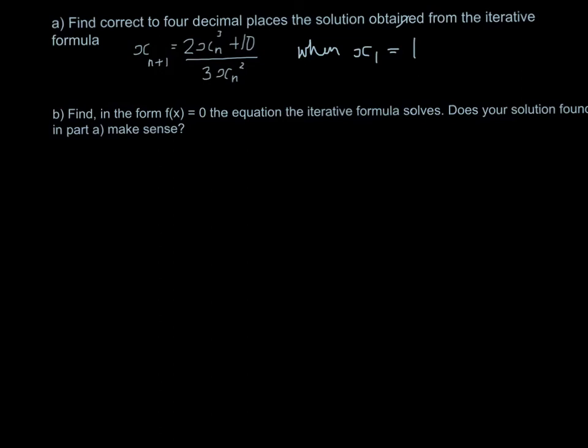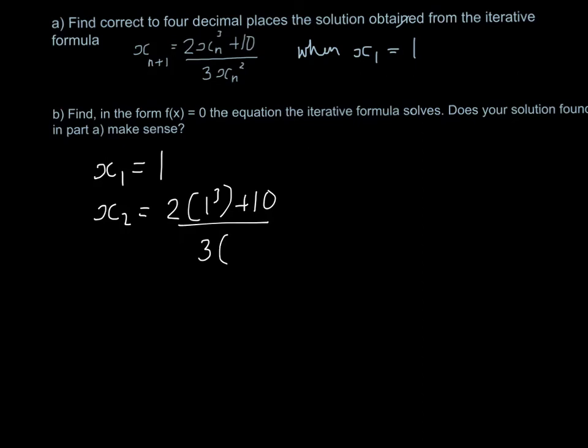Okay, so let's have a look at this question. First thing we need to do is to find the solution to 4 decimal places. And we're given a starting value. You're normally given a starting value in, I'd like to say always given a starting value in these questions. So we're going to start with x1 equals 1. And then we're going to generate the first few terms of the sequence and then just keep pressing equals to get the solution. So x2 is going to be 2 lots of 1 cubed plus 10 over 3 lots of 1 squared. Okay, so that gives us 12 over 3 or 4.